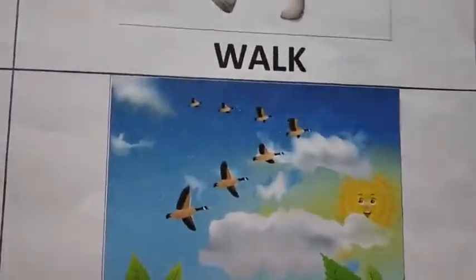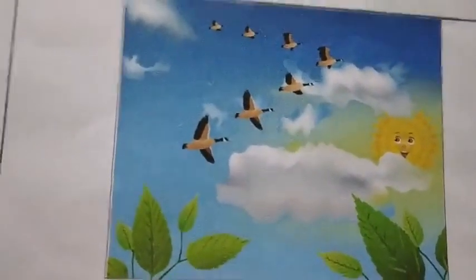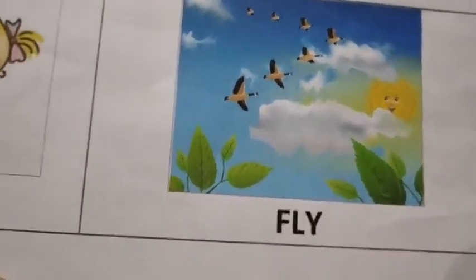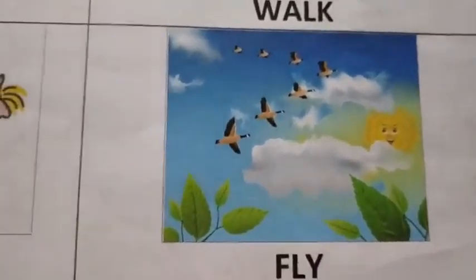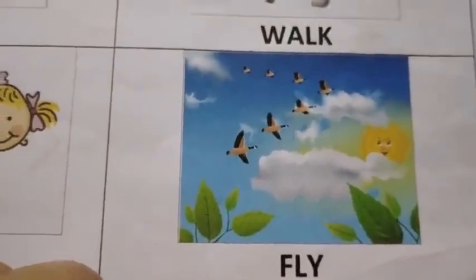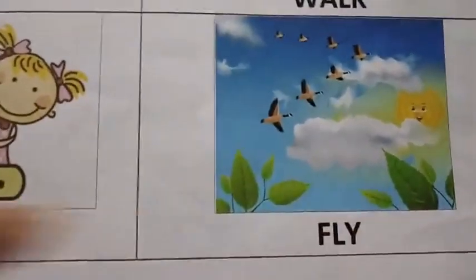L-E-A-R-N, learn. Here, what are the birds doing? Yes, they are flying. So here, the verb is fly. Yes, it is fly.